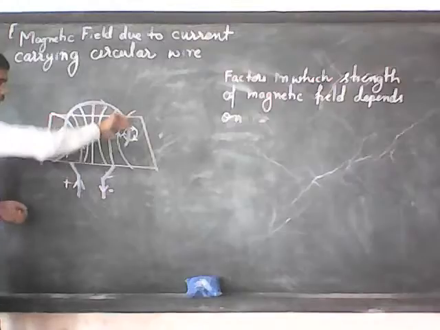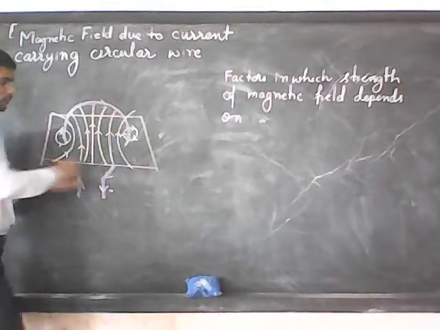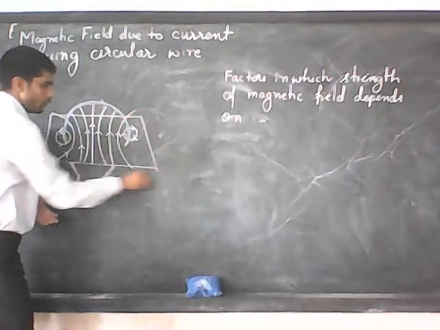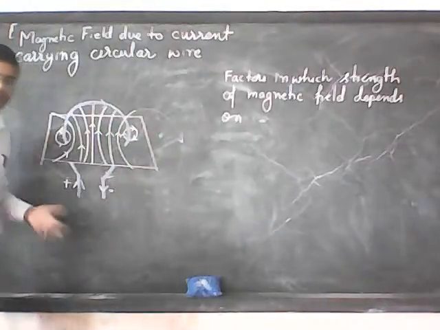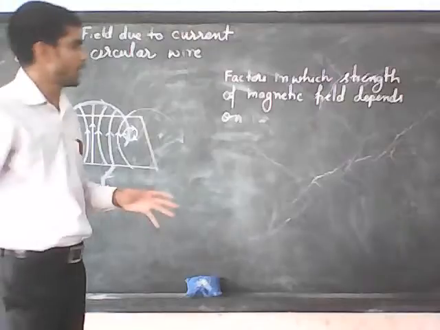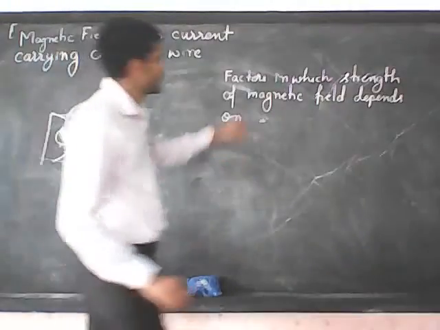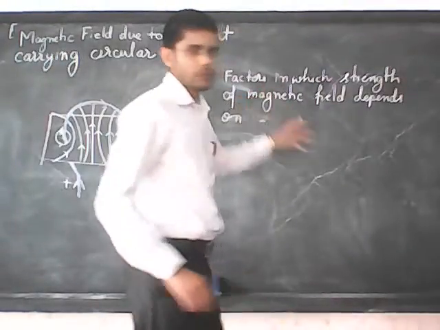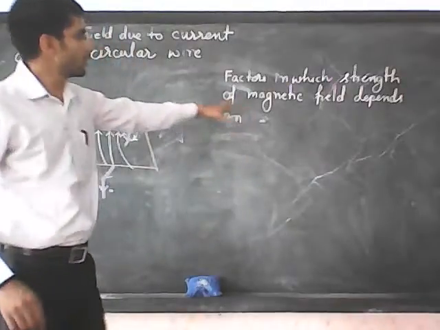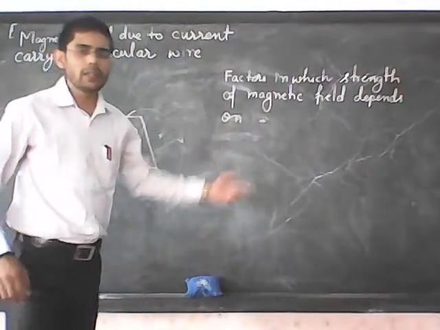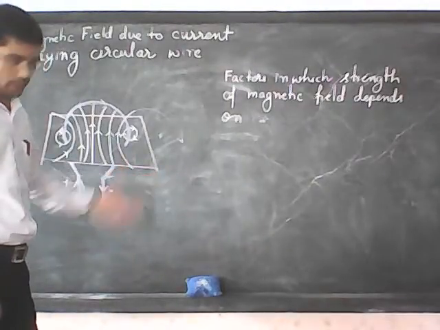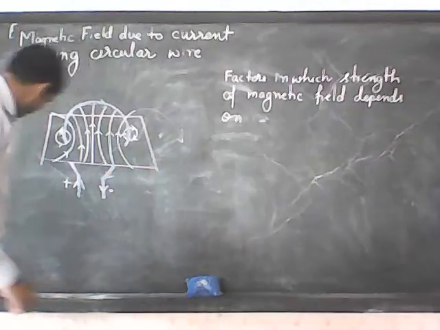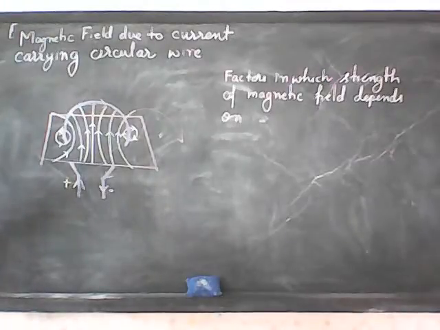So this and this point will be somehow also a circular form, and the direction will be this one. Another question arises, no? What is the question? What are the factors on which the strength of magnetic field depends? Okay, what are the factors? We can observe here the factors.